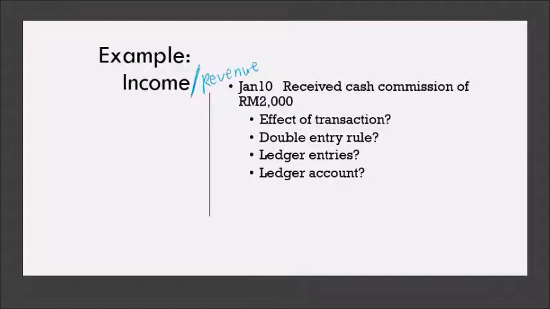Okay, so January 10, receive cash commission of 2,000. Okay, so you're receiving cash commission. Okay, you understand that this is a revenue, or income. Okay, how do you record this?